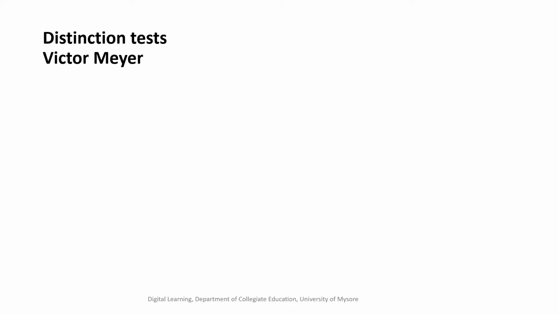Now let us discuss the distinction test by the Victor Meyer method. The Victor Meyer test is used to differentiate between the primary, secondary and tertiary alcohol by the color they form when they interact with the Victor Meyer reagent.